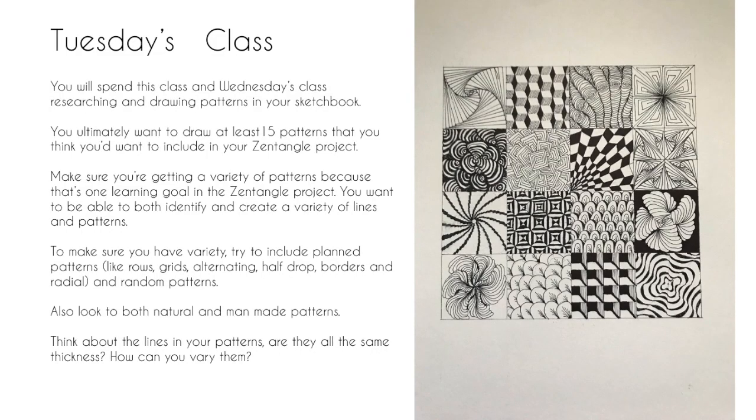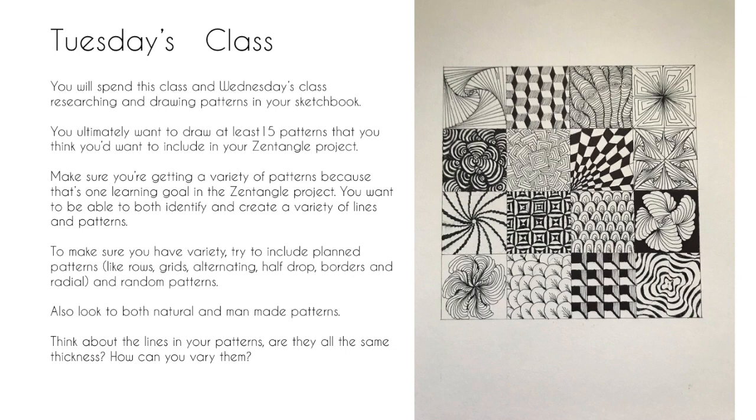On Tuesday's class, you're going to spend the class researching drawing patterns in your sketchbook. You ultimately want to have 15 patterns that you've practiced drawing, and it'll look like the way it does on the right-hand side here. You want to get a variety of patterns, because one of the learning goals of the Zentangle project is knowing how to identify and create varied lines and patterns. For lines, that's thickness, thinness, how long it is, how jagged it is, how soft it is, how bold and dark it is.